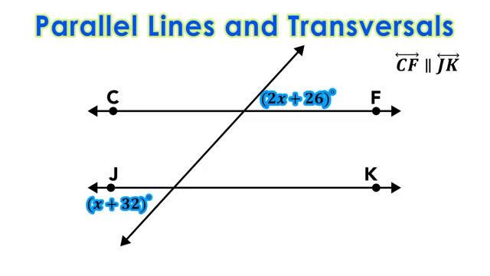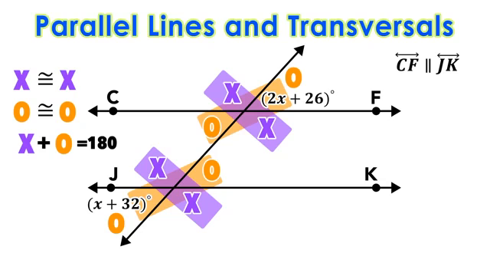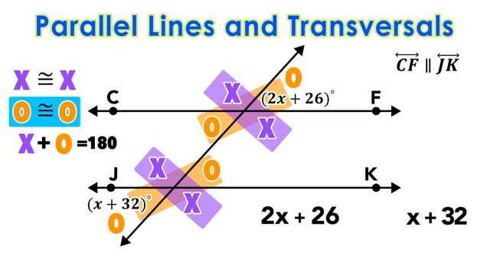So in this example, we want to find the value of x and find the angle measure of all the angles in the diagram. So in this case, we'll label our obtuse angles with X's and our acute angles with O's. And remember those angle relationships. Now in this case, we can see that our two algebraic expressions are both O's. So I know that I have to set them equal to each other since those two angles are congruent. And now all we have to do is solve.